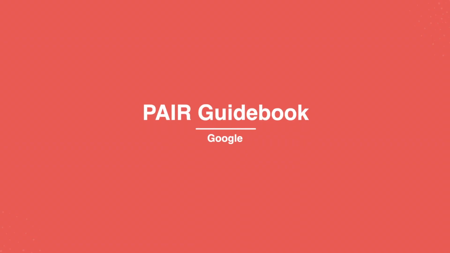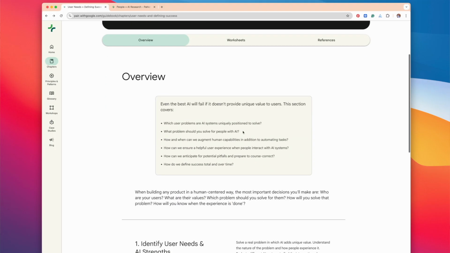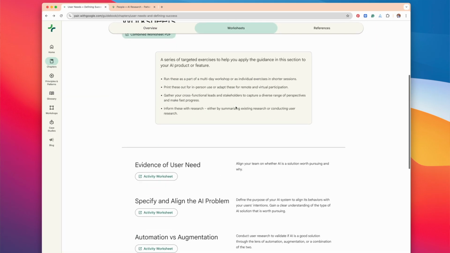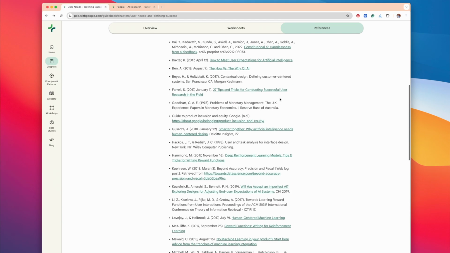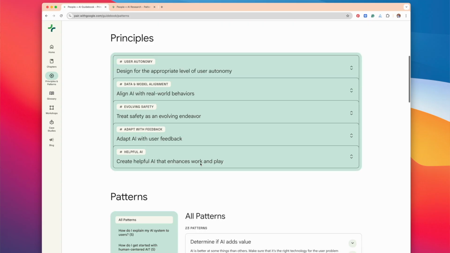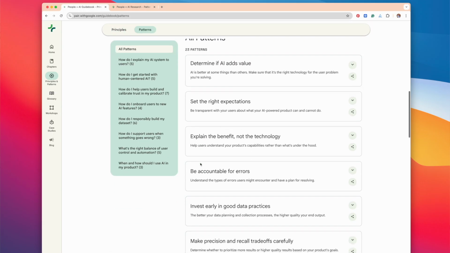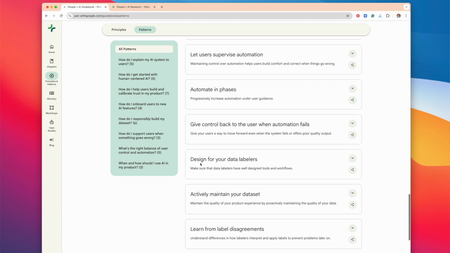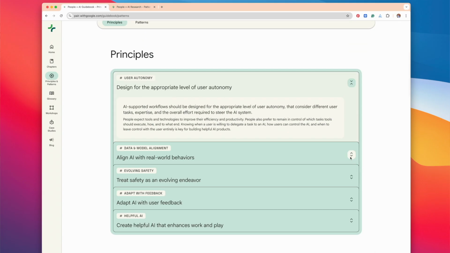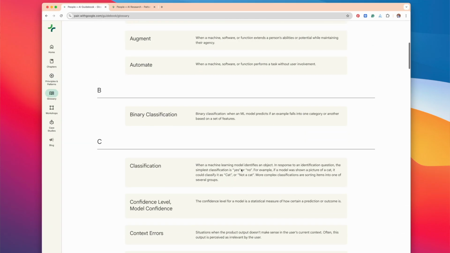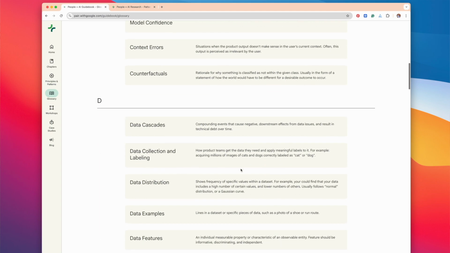Google PAIR Guidebook. The People and AI Research PAIR team's Guidebook could be used as a foundational resource for building human-centered AI products. This specific chapter focuses on identifying user needs, determining when AI is the right solution, and designing reward functions that optimize for long-term user benefit. It includes worksheets and exercises for problem framing and has been updated for the generative AI era with guidance on handling hallucinations, fact-checking, and appropriate UI for explaining how AI works.